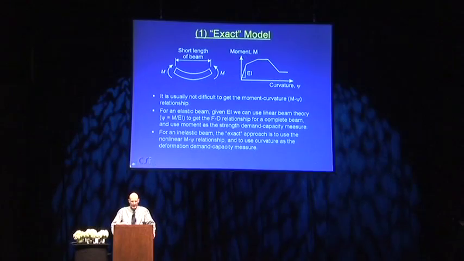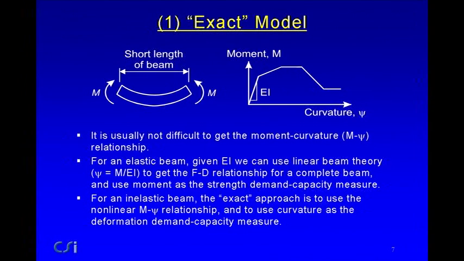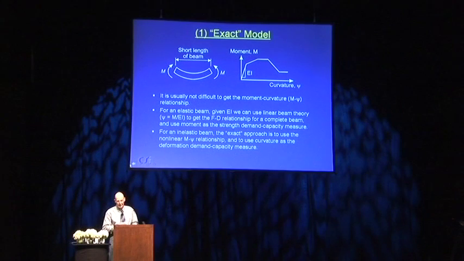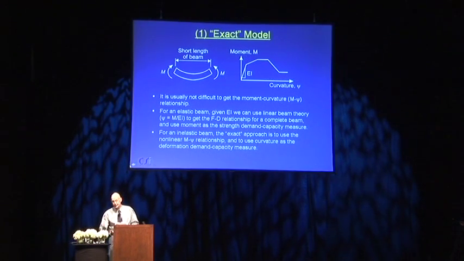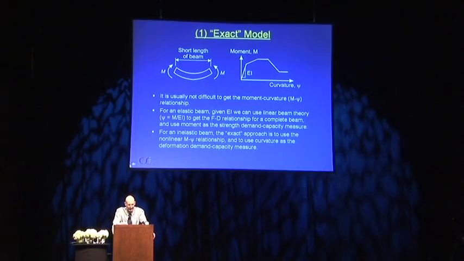Now, there are 5 models that you might consider using. I'm going to go through the 5 models in order. The first one would be to use an exact model, where you would take a short length of beam, and you could calculate, usually without too much difficulty, a moment curvature relationship for that short length of beam. So it's usually not difficult to get the moment curvature, the MC relationship.